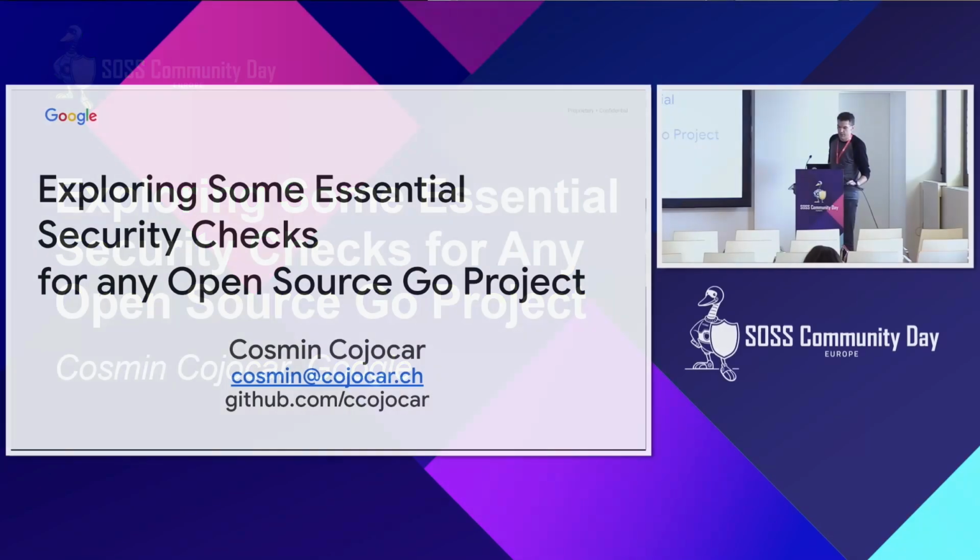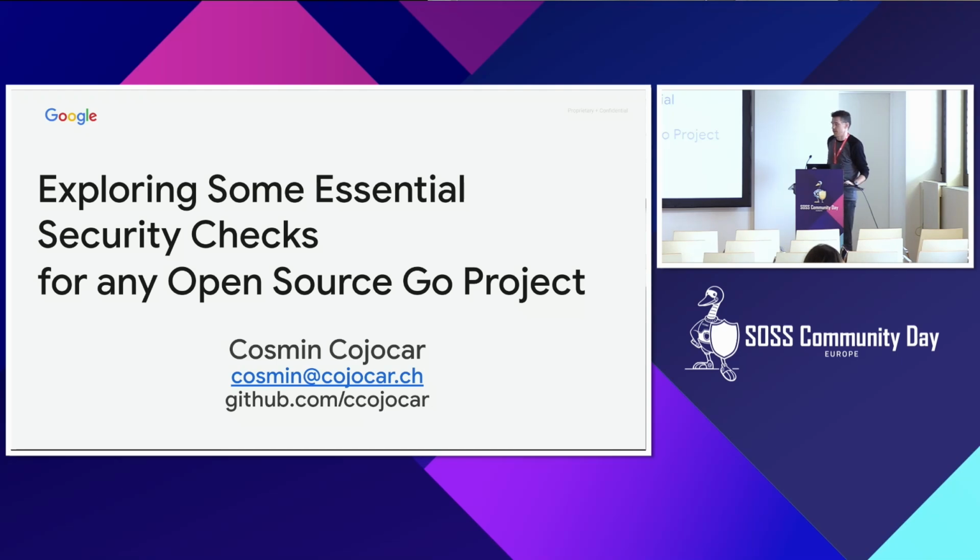I'm a security engineer at Google, and I'm also the maintainer of gosec, a static code analyzer for Go. Today I will show some real examples and some security checks which are useful for any Go project. The examples are mostly open source tools, and the CI part is mostly based on GitHub examples, because I think today most of the Go projects are hosted on GitHub.